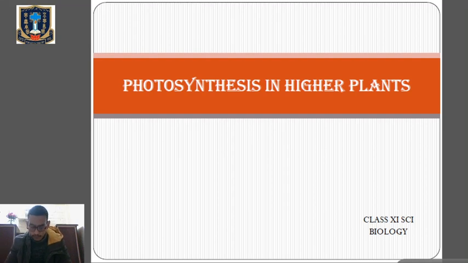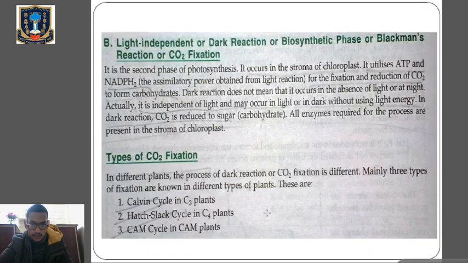Welcome to biology class. We are dealing with the topic mechanism of photosynthesis. In the last class we learned about the light dependent reaction, or Hill reactions, or photochemical phase of photosynthesis. Clear? Now today we learn about the second mechanism of photosynthesis, that is called light independent reaction or dark reaction, or biosynthetic phase, or Blackman reactions, or carbon dioxide fixation. So today we are going to learn about the light independent reaction or the dark phase of photosynthesis.